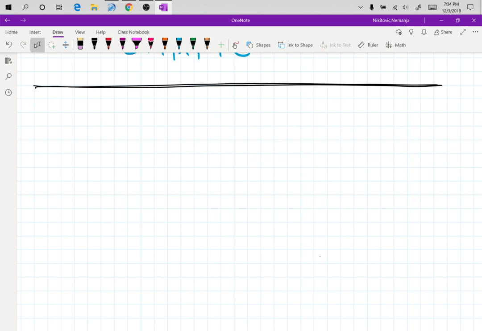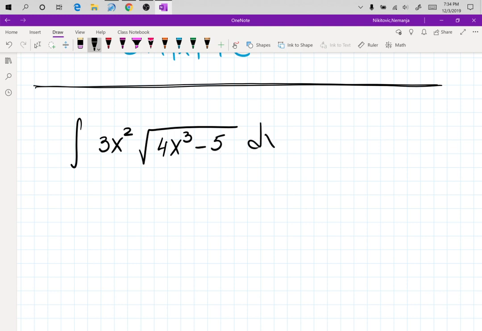Okay, what else can we figure out? Okay. Integral of 3x squared times the square root of 4x cubed minus 5 dx.